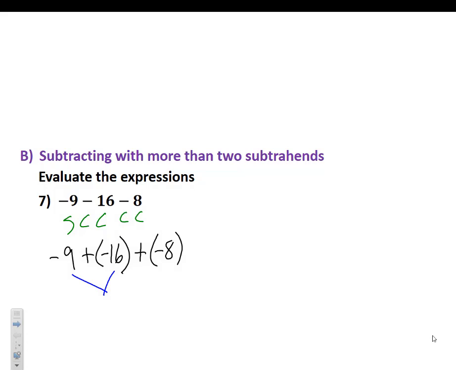So we're just going to add these three numbers together. 9 and 16 is 25, and 8 is 33. And since they're all negative, the answer is negative. So we have negative 33. Go ahead and pause the video, copy that down, and join me on the next example.